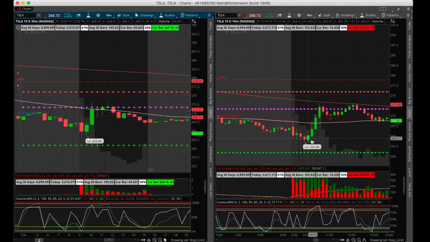It failed to go lower, but it did continue to make lower highs on the 30-minute, so you moved your stop even lower to the high of the 10 o'clock candle, which was 267.56.